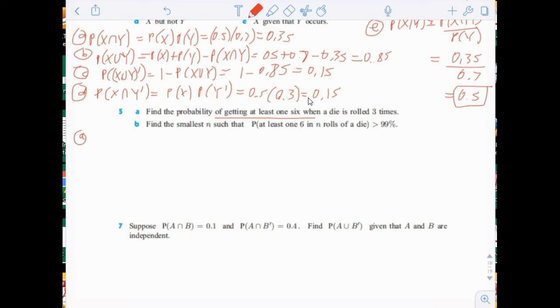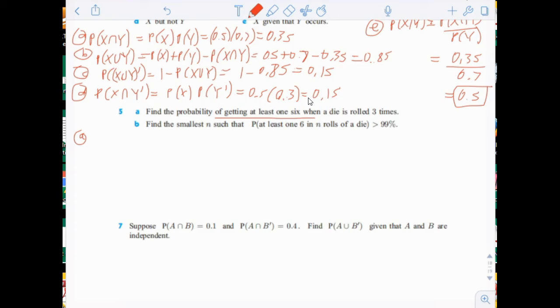That's actually like a compound event, right? You could get a 6 on the first try. You could get a 6 on the second try. You could get a 6 on the third try. Then you need to go through and say, what if I get 2 sixes? What if I get 3 sixes? So there are many different ways to get at least one 6, and you'd have to add up all those probabilities. But you could do it a different way.